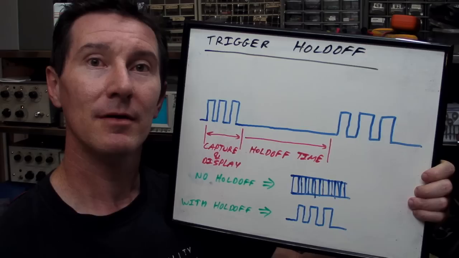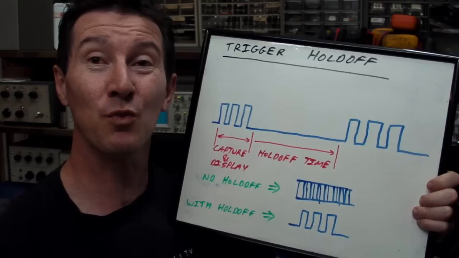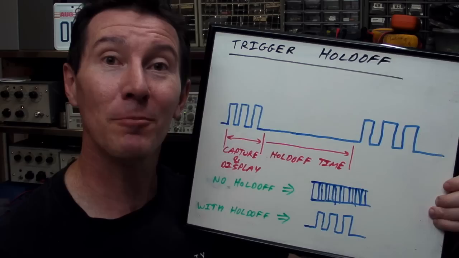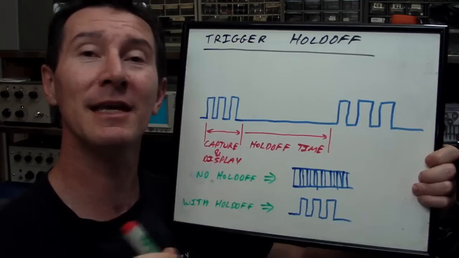I know what you're thinking, whoop-de-doo, what's the point of trigger hold off? That didn't show us anything, it just delayed the sweep. Well, there is really no point for simple, repetitive waveforms like that sine wave. So let's take a look at another example where it's actually going to be of great value.